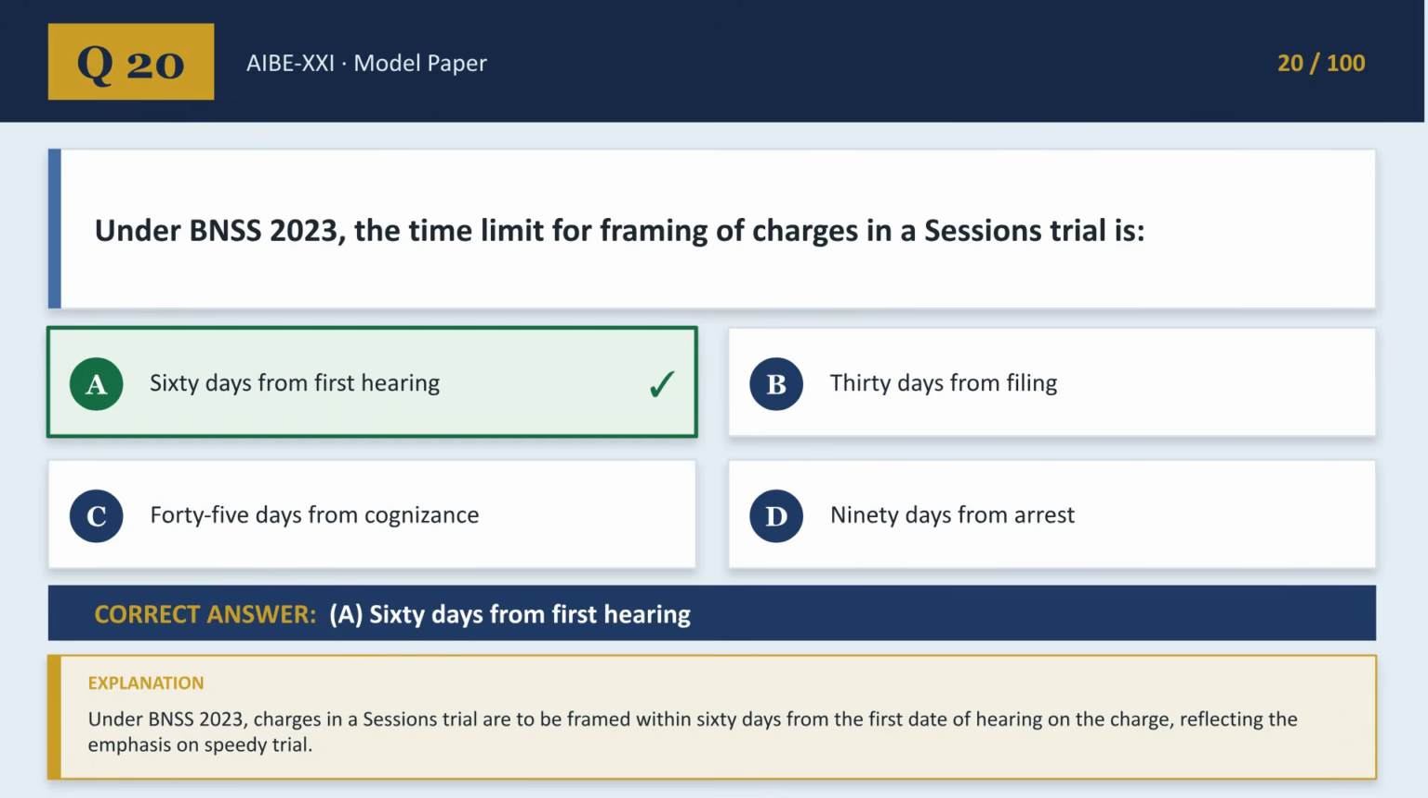Question 20 addresses the time limit for framing charges in a sessions trial under BNSS 2023. The answer is A, 60 days from the first hearing on the charge, promoting speedy trials.